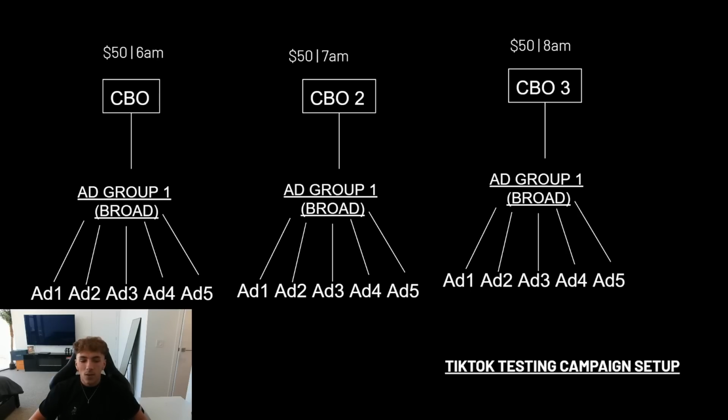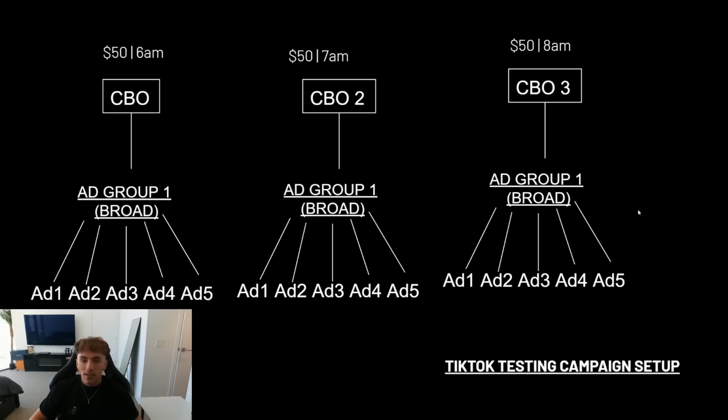So my day 1 test every single day looks like this. It's basically just 3 CBOs with 1 ad group and all of my creatives stacked inside of it. Now for these lower ticket offers, I always start out my campaigns at $50. And typically this is how it works. The first campaign goes live at 6 a.m. The next campaign, which is an exact duplicate with all the same ads, goes live at 7 a.m. And then the third campaign, which is also the same exact duplicate, goes live at 8 a.m.